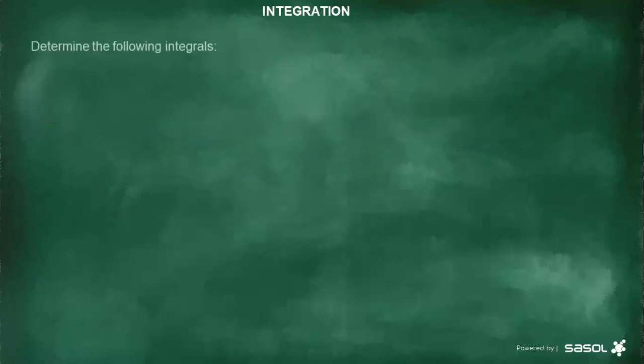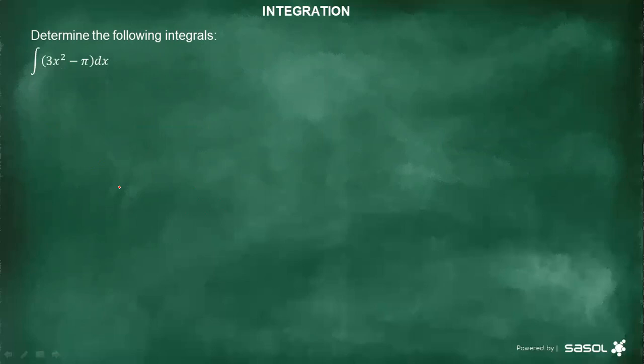Now the first question: determine the following integral. So we will be integrating this one and also this one. Now let's see the solution on how we integrate the two questions. The first one, you apply the rules of integration. So remember the integral rule says you're going to add one to the power and divide by that value that you have. So it's going to be x to the power 3 divided by 3.